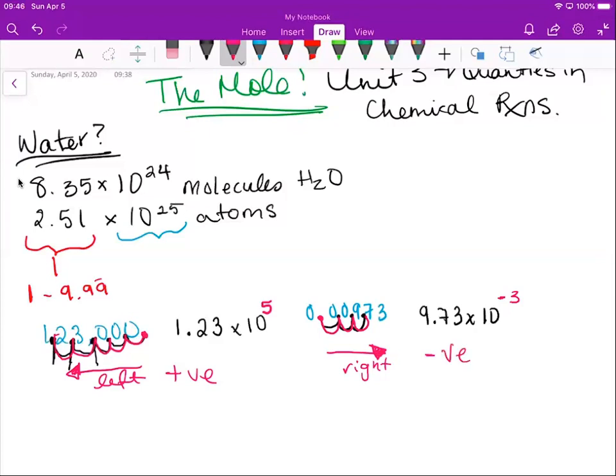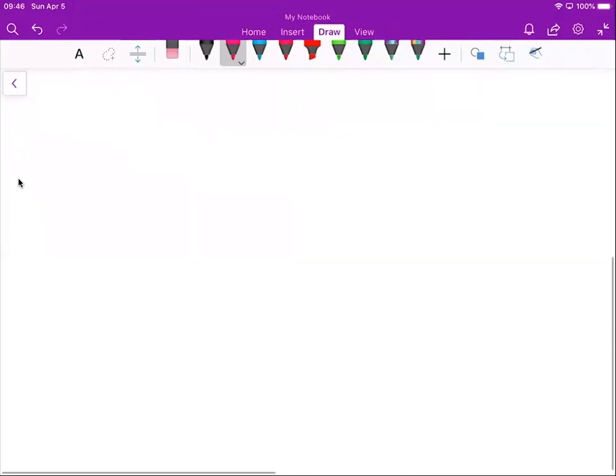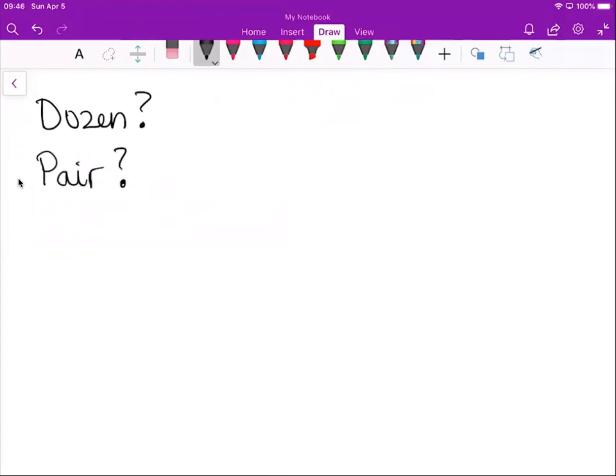Okay, so that was important to teach you because now I get to teach you Avogadro's number and Avogadro's constant, which has to do with the mole. So I'm going to ask you, when I say dozen, what comes to your mind? When I say pair, what comes to your mind?